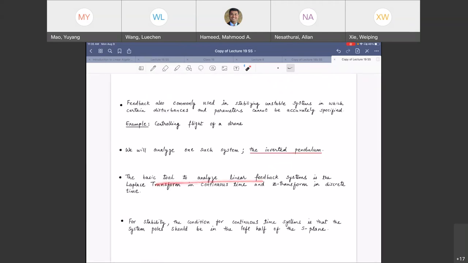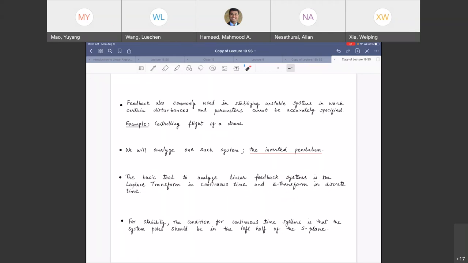Let's see. The basic tool to analyze linear feedback systems, and we are going to be looking at linear systems here, is the Laplace transform. For discrete systems, the basic tool for feedback systems is the Z transform. Today we'll be focused on continuous, linear feedback systems using the Laplace transform.